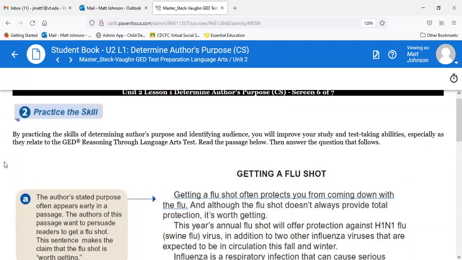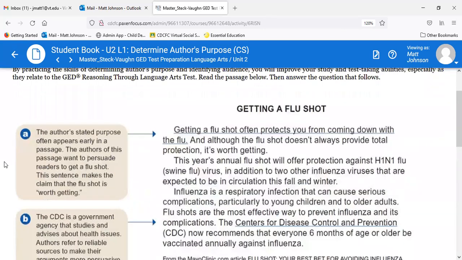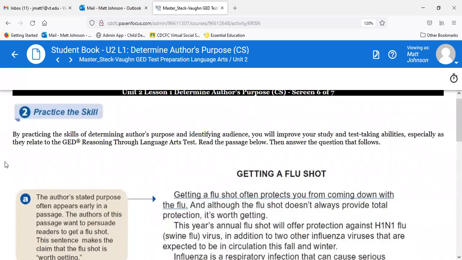So getting a flu shot, also something that's very relevant for this time of year, and all kinds of other vaccines too. I had my COVID booster on Sunday, my Pfizer shot. So getting a flu shot often protects you from coming down with the flu. And although the flu shot doesn't always provide total protection, it's worth getting.